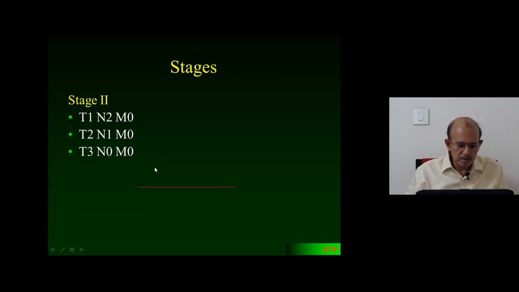Nodes, yes, what nodes? How many nodes should be there? Not distant nodes. This N staging is done depending upon the number of nodes that are involved with cancer. If there are 3 to 6 nodes, then we call it N2 nodes.